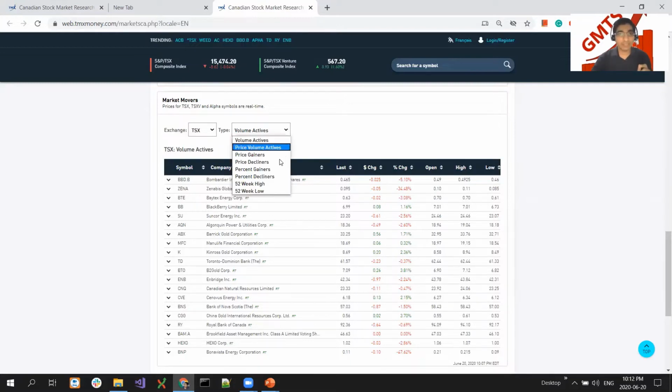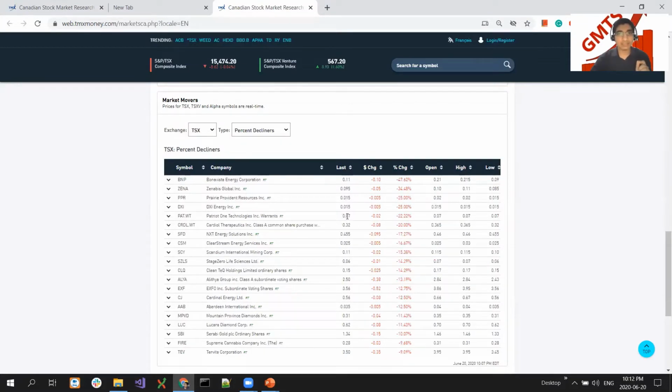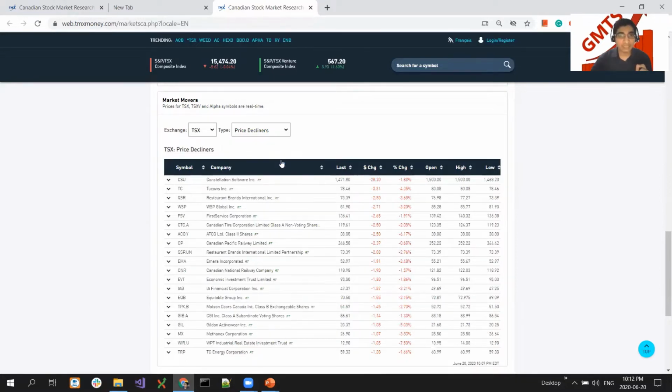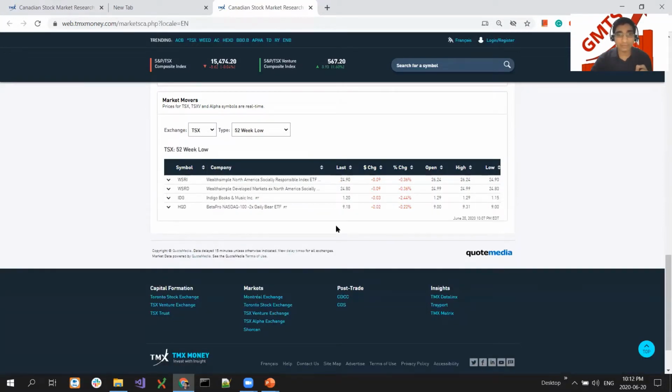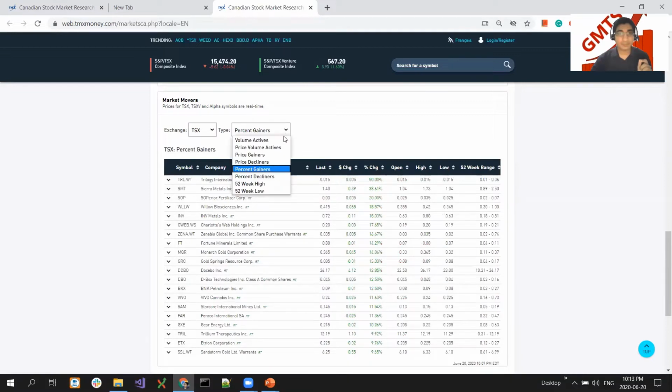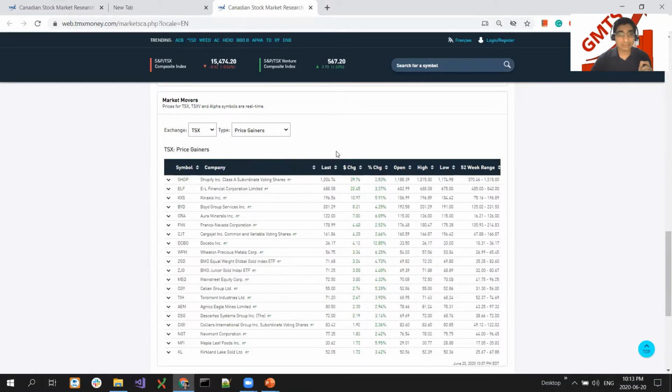If you filter with percent decliners, you could get the list with stocks which have lost in terms of percentage. If you select price decliners, you could see the list of stocks which have declined in terms of dollar value change. You could also see 52 weeks low. This gives the list of stocks which have reached their 52-week low on that particular day. Similarly, you could check the percentage gainers or the price gainers.